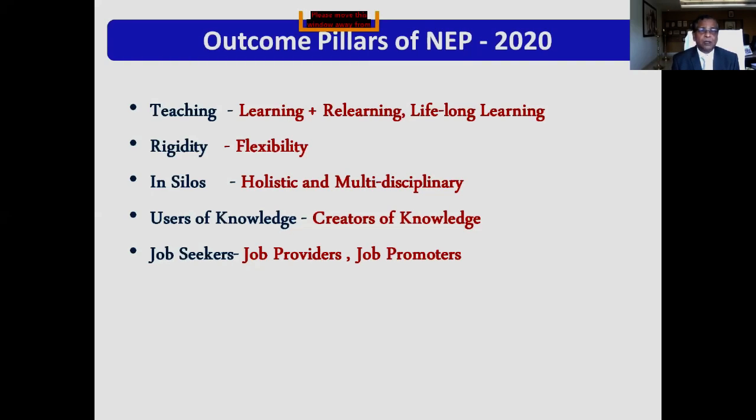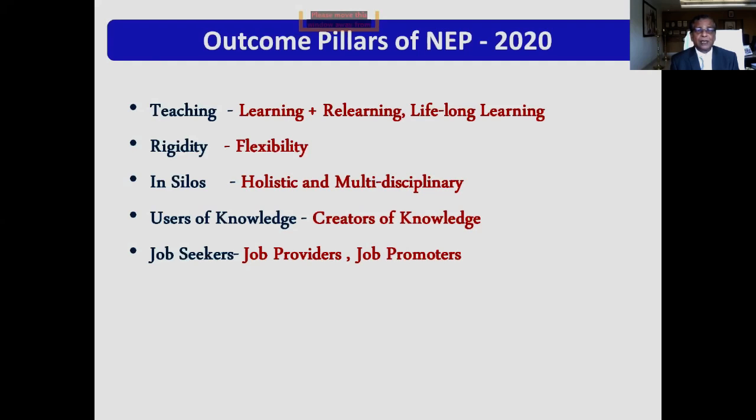So even the student who learned today, he has to relearn and he has to equip himself to retain the job, the sustainability of the job. Otherwise, they will be losing the job. You are seeing in many places our students are losing the job just because they are not having the knowledge which comes with the technology improvement. So lifelong learning is an important point in NEP 2020. Then flexibility is there. Then holistic and multidisciplinary. Then creators of knowledge and be the job providers better than the job seekers.